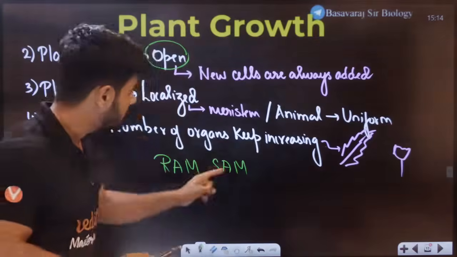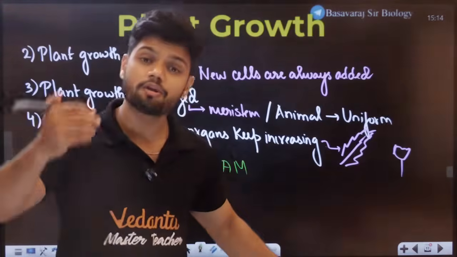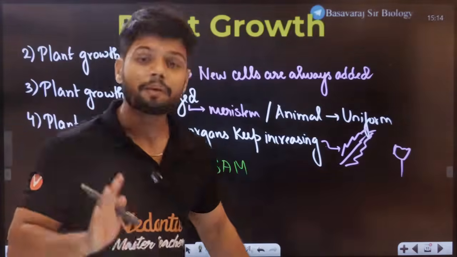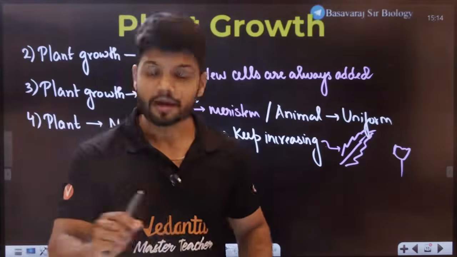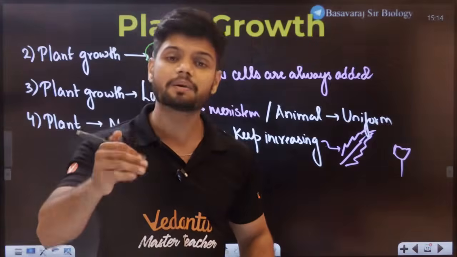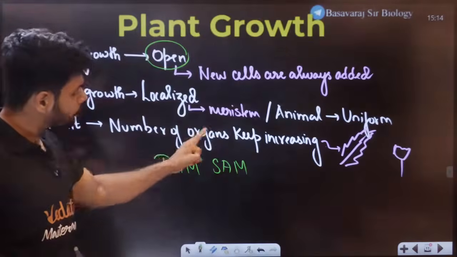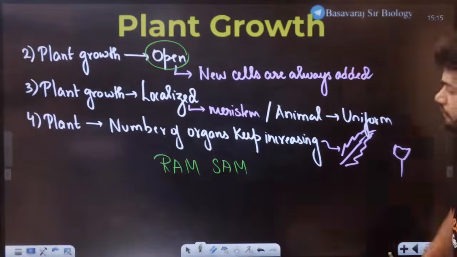For example, leaf. Leaf is a photosynthetic organ and a plant has a lot of leaves. हर साल नए leaf बनते रहते हैं. Plant has something called flower. Flower is a reproductive organ. Every single season, the plant will keep on producing flowers. So flowers के number increase होते रहते हैं. So in a plant, what happens? The number of organs keeps on increasing. Very important information, students.